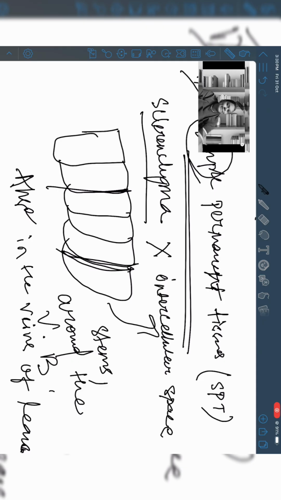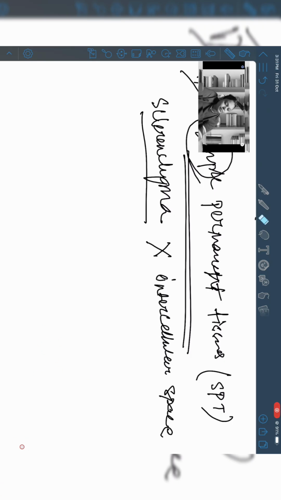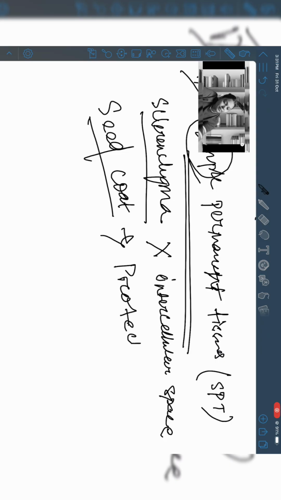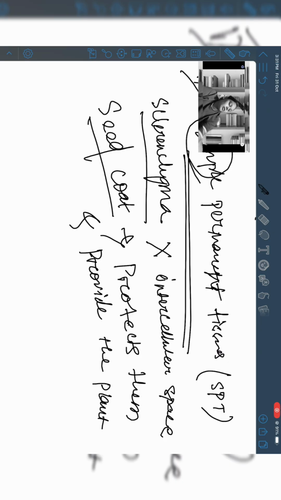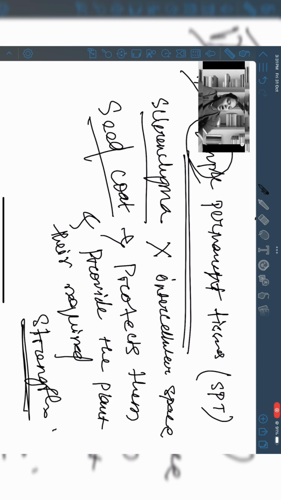Now, okay. So if you remember, I told you that the simple permanent tissues are present beneath the epidermal tissue. Now, what are epidermal tissues? Epidermis is the outermost covering of the cell. The first layer that you see, the outermost layer, that is the epidermis.